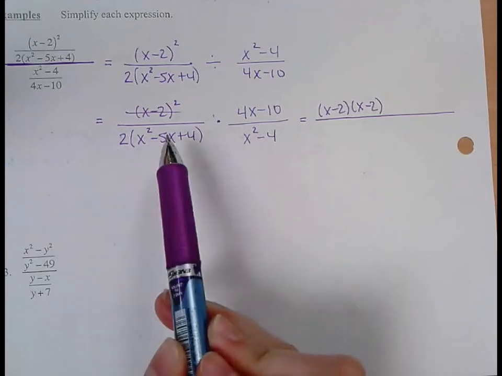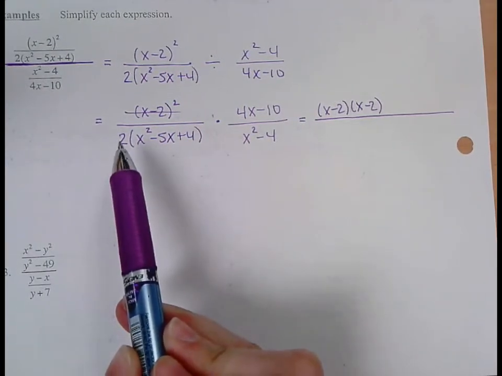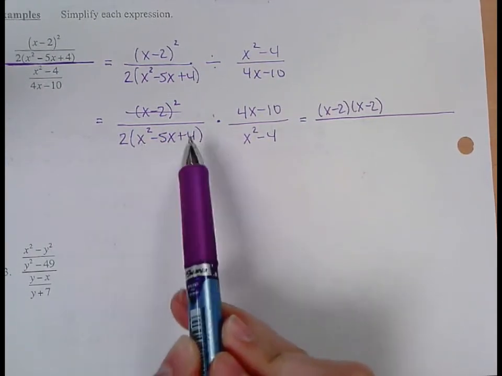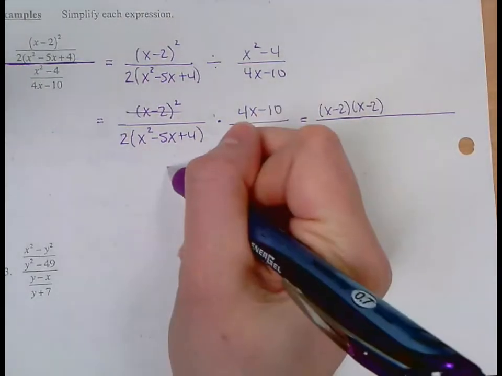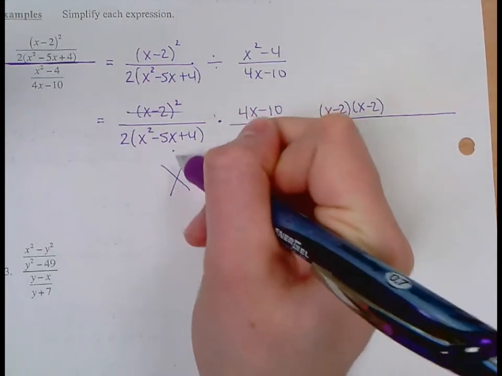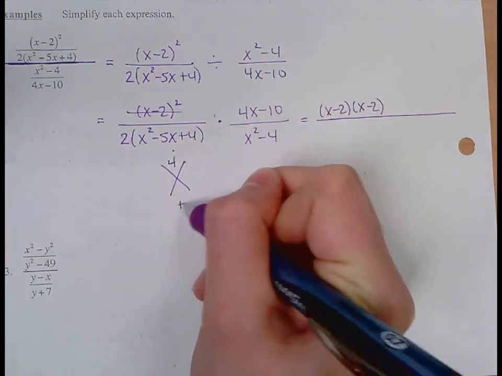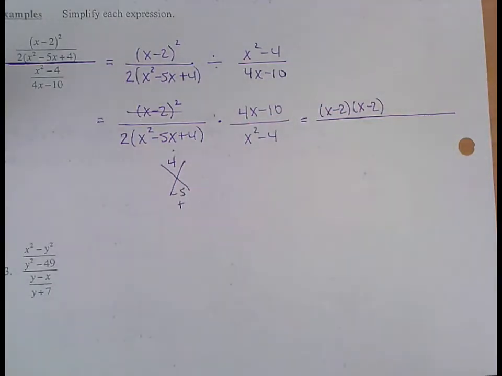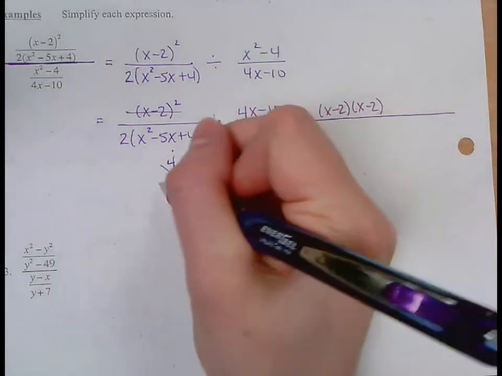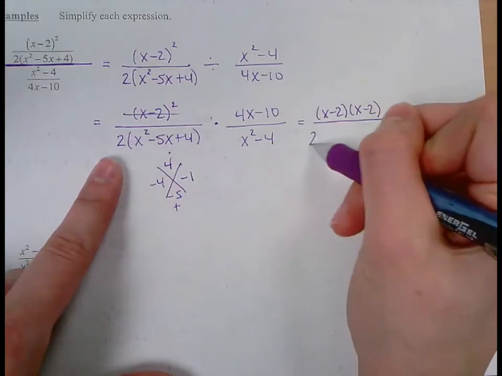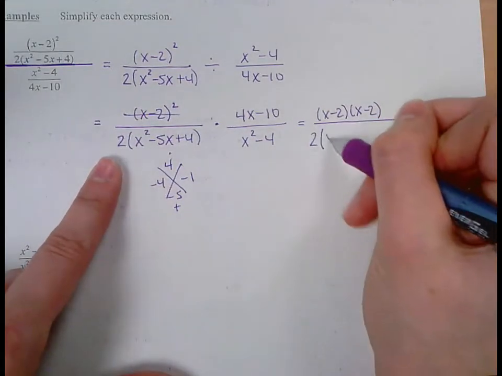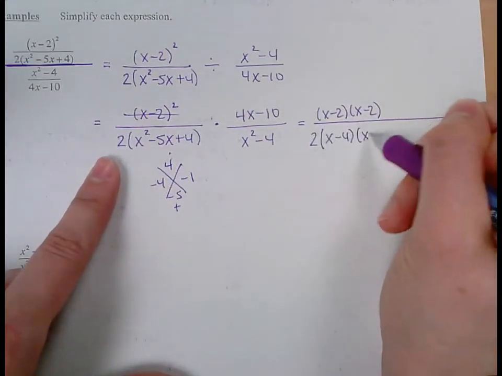The bottom fraction then, that 2 is going to stay there, but the trinomial x squared minus 5x plus 4, I can probably factor. So I would be multiplying to 4 and adding to negative 5. Carter, what did you say it was? Okay, so on the bottom I'm going to have still the 2 in front, and then x minus 4, x minus 1.